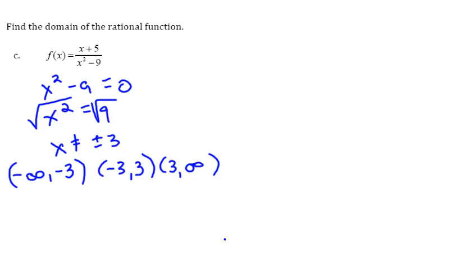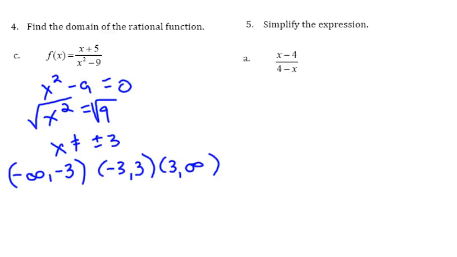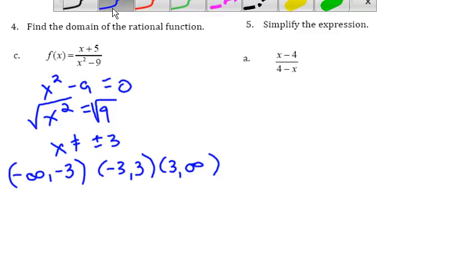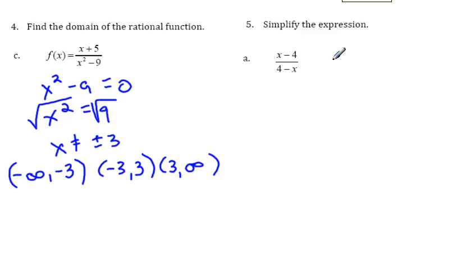For number 5a, the instructions are simplify the expression. We have a rational expression, and we're trying to factor anything that can be factored, and of course, as you can see, these are already in factored form, and then cancel any like factors. So we're trying to figure out if there are any like factors in this fraction in the numerator and denominator. Well, x minus 4 and 4 minus x, if you recall, are opposites because I have the same numbers or variables.